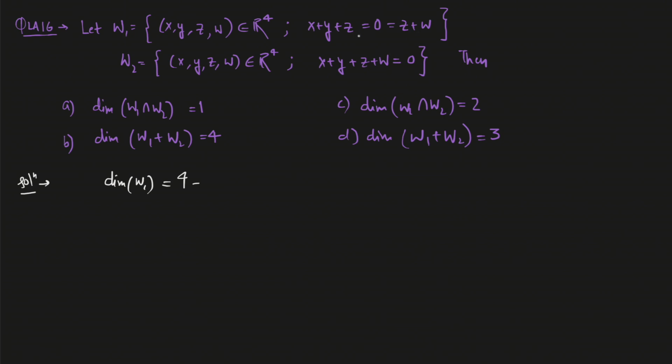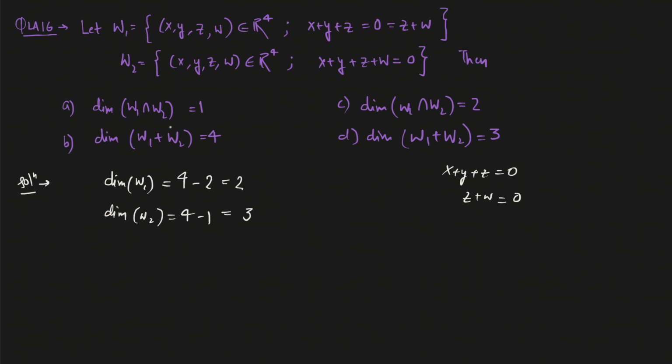These are restrictions, and both of them, that is x plus y plus z equal to 0, this is the first one, and z plus w equal to 0. These are linearly independent equations, so there are two linearly independent restrictions. So the dimension of W1 is 4 minus 2, that is 2. Similarly, the dimension of W2 is 4 minus 1. There is only one linearly independent restriction, so it is 3.